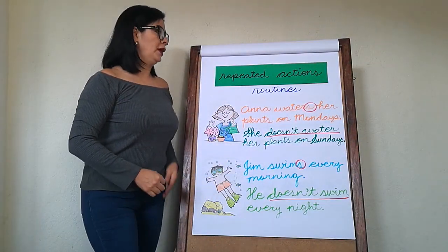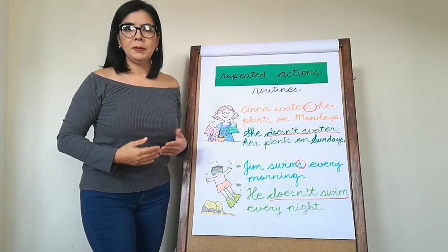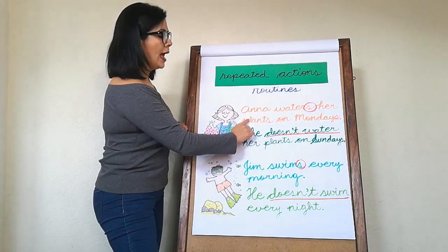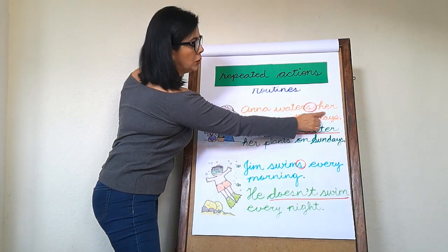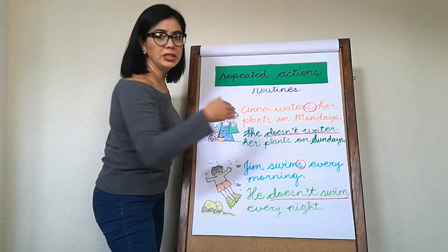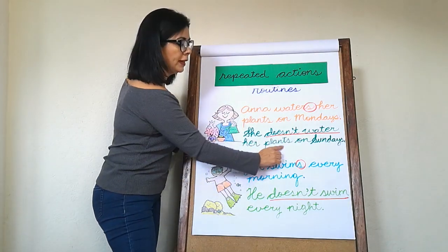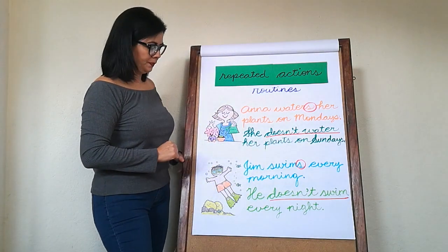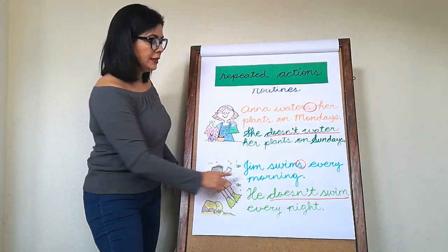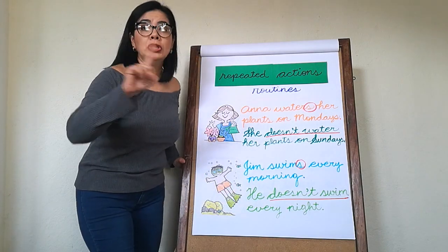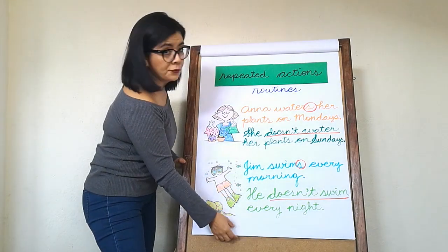As we said before, we use the simple present for repeated actions like routines. This is Anna. Anna waters her plants on Mondays. She does it every Monday. She doesn't water her plants on Sundays. Now this is Jim. Jim swims every morning. He doesn't swim every night.